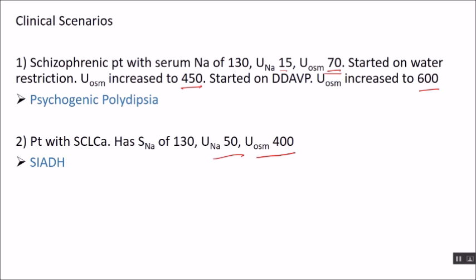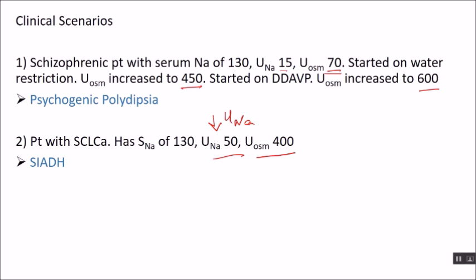Now, what if the clinical picture is not jiving with the numbers? So you go with what the numbers tell you. For example, if this small cell lung cancer patient had low urine sodium, in that case, you would have said that this patient is probably clinically volume depleted, and you might have wanted to give them fluids.